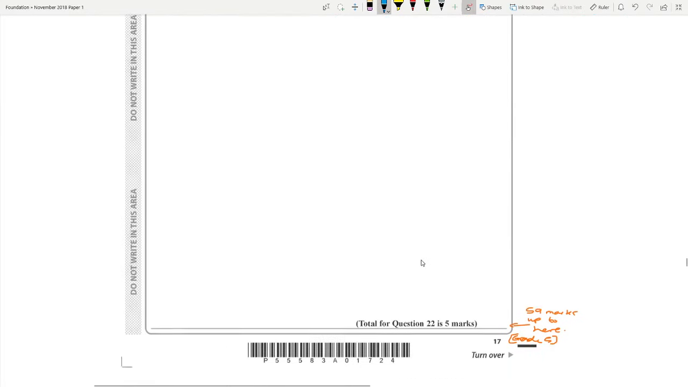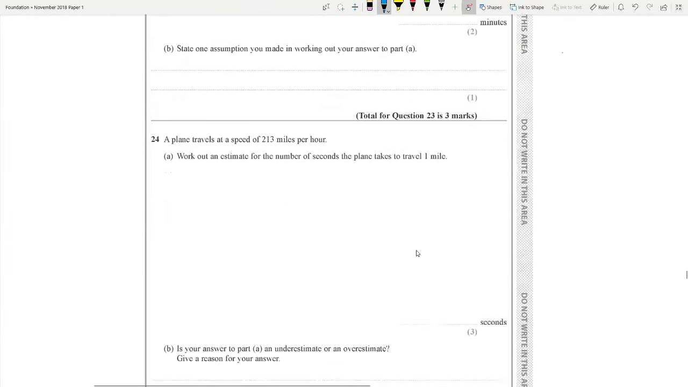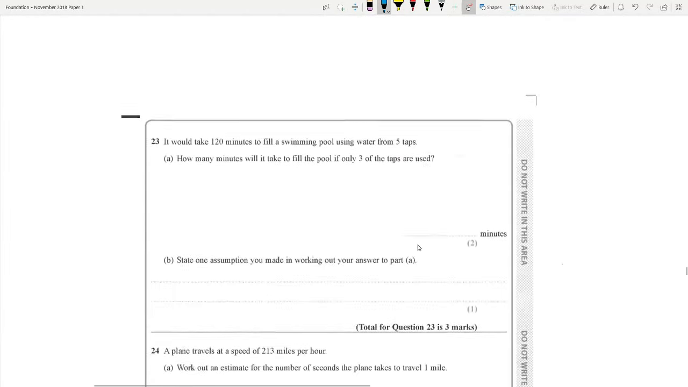Question number 22. Nearly finished. We've got 22, 23, 24, a couple left. Let's try and see how much we can get done.